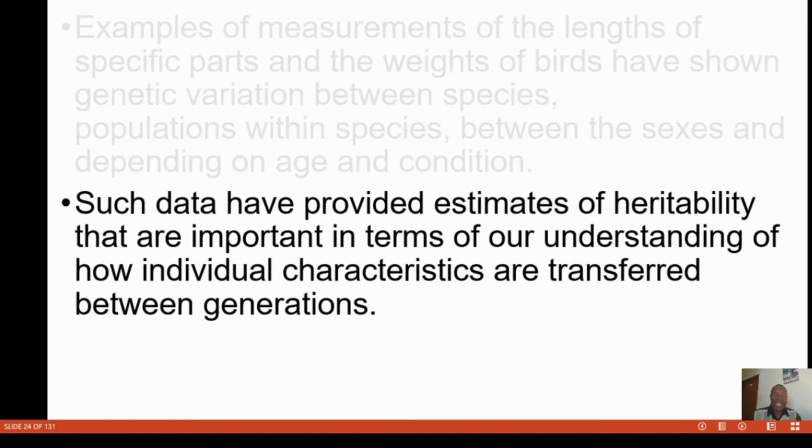Such data have provided estimates of heritability that are important in terms of our understanding of how individual characteristics are transferred between generations. Remember, again, I want to emphasize here that the estimates of heritability are important to provide our understanding of how individual characteristics are transferred between generations.